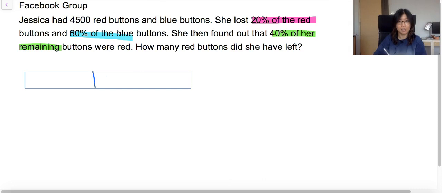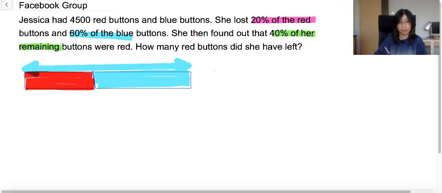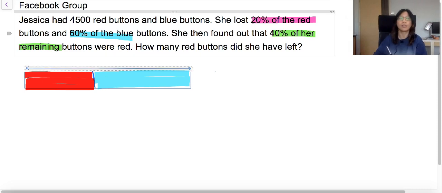Since we are using a computer, I can color this as red, and then the other one as blue. So in total, I know that they had a total of 4,500. Clear? Oh my, so huge. Let me change back to the pen. So this whole part here is the 4,500. Clear so far?